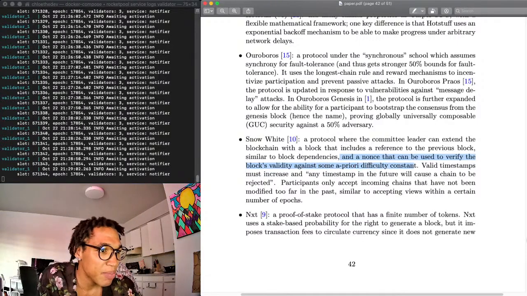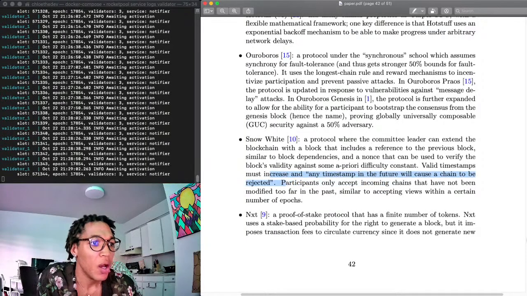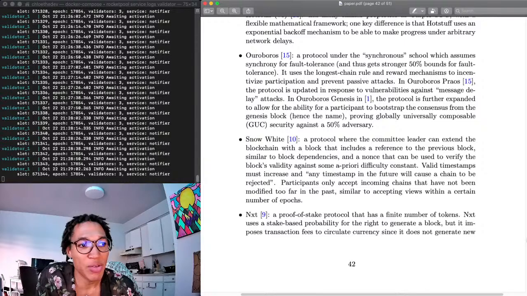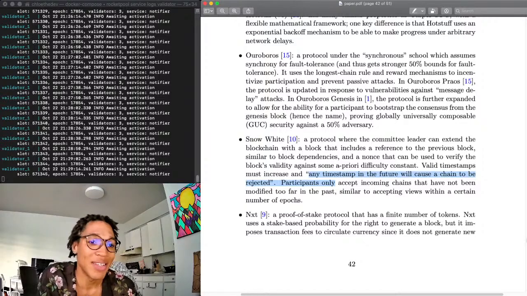Valid timestamps must increase. Makes sense. Any timestamp in the future will cause a chain to be rejected. So I guess you can't use a timestamp too far in the future. It must be the present timestamp. The issue I would see with this, with Ethereum, for example, is that not all network nodes are synced to the same clock, and that would instantly cause an issue with trying to have that.